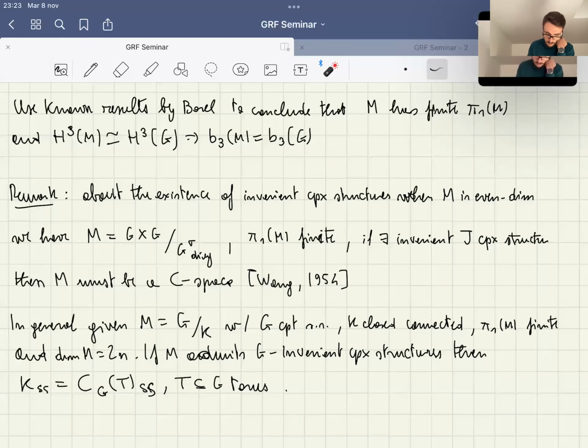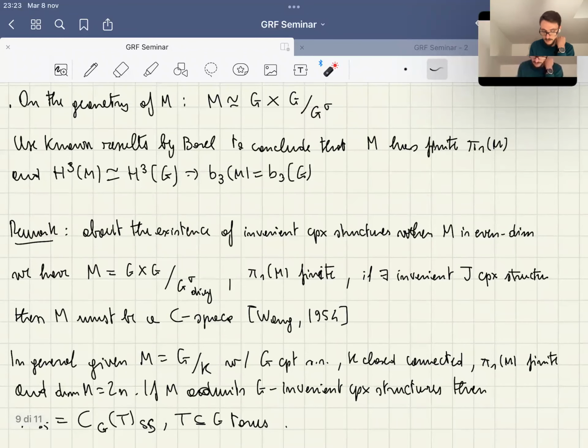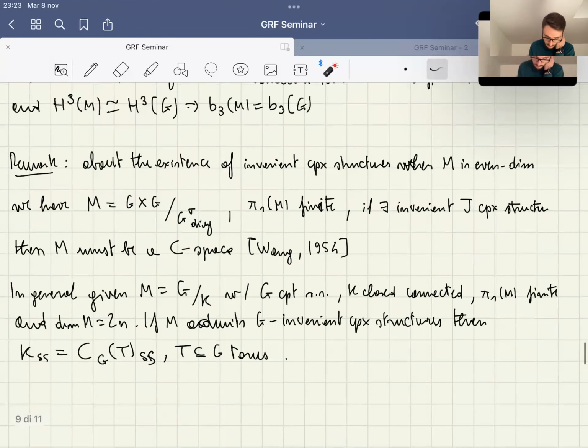And so in particular, among our examples, if one is interested in looking for invariant complex structures on these examples in the even dimensional case, then one has to look at this condition here. So one has to check whether it is possible that the isotropy, which is in our case G sigma diagonally embedded inside G cross G, can be described as the semisimple part of the centralizer of a torus inside the group G cross G.